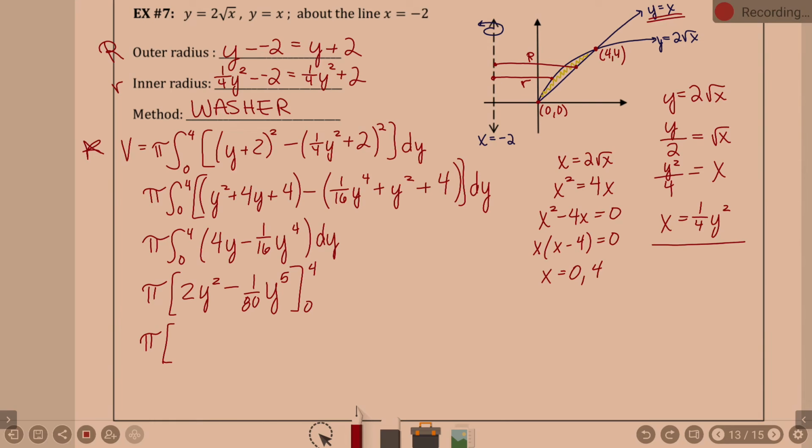Plug in 4. 4 squared is 16 times 2 is 32. Minus 4 to the 5th. Well, 4 times 4 is 16. I need to the 5th. Times another 16 is 256. And 256 times 16. How is this not a calculator? 1,024 over 80. And this would be minus zeros, right?